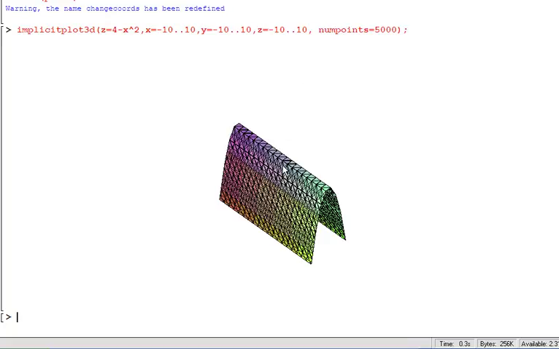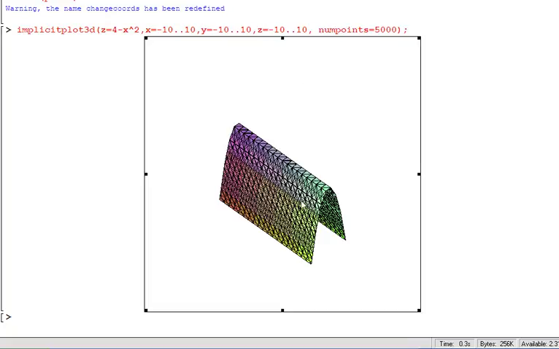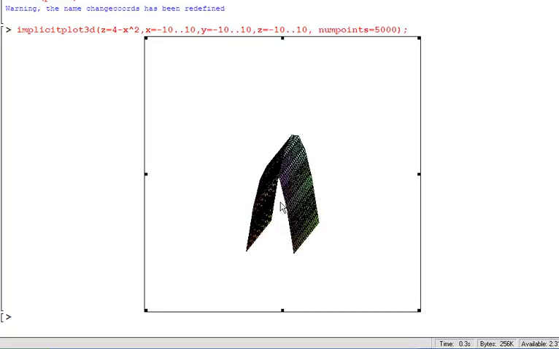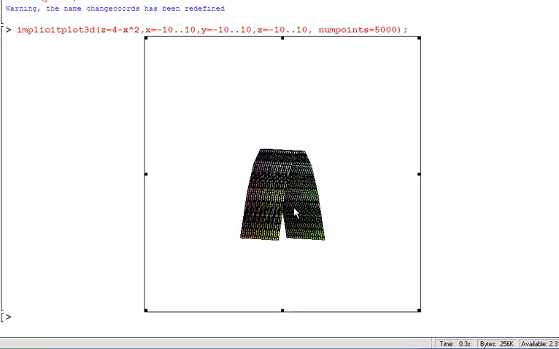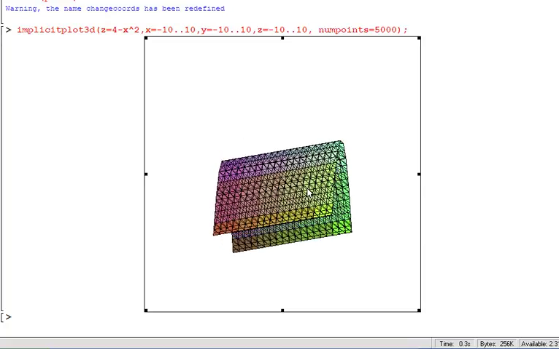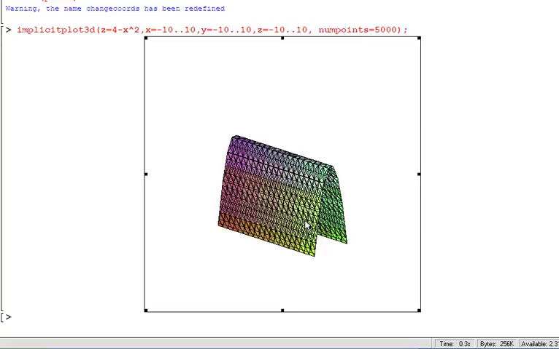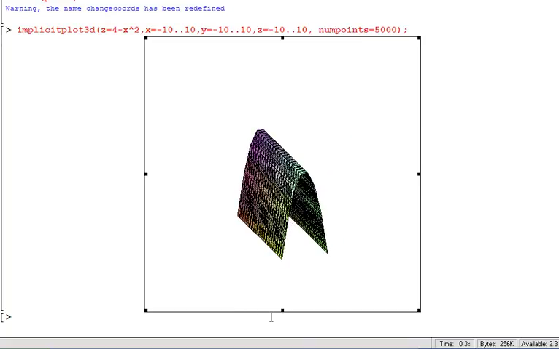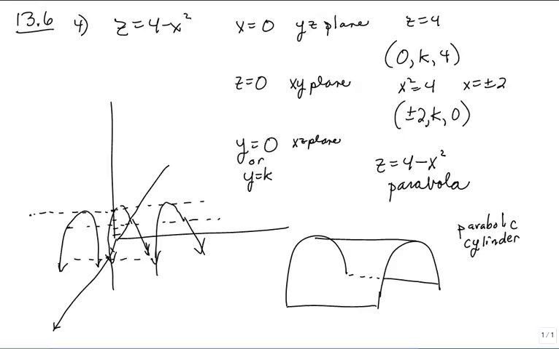So you see, you can turn this around and get the parabolas, and you can get the lines and see the shape. Okay, so we were correct. All right, let's look at number 10.